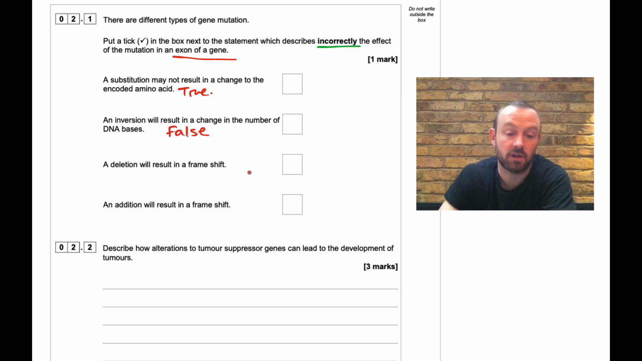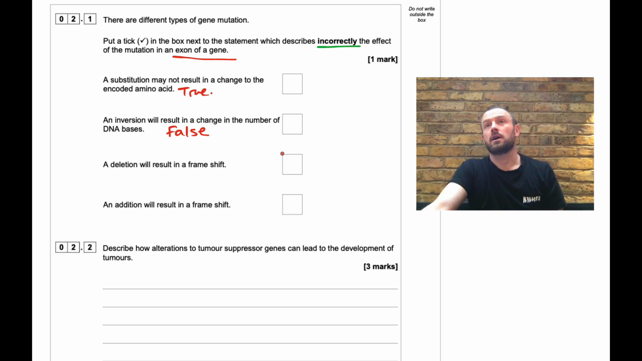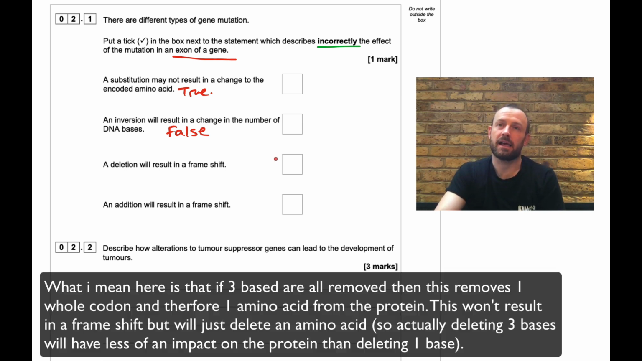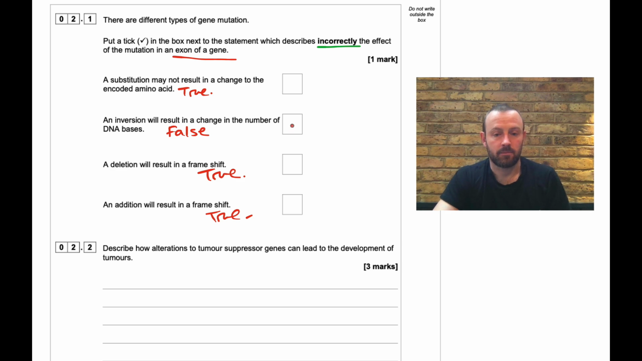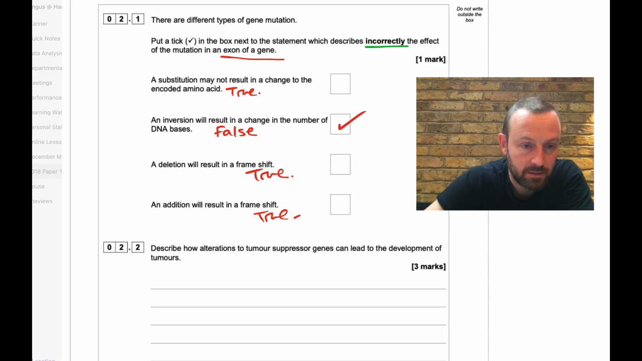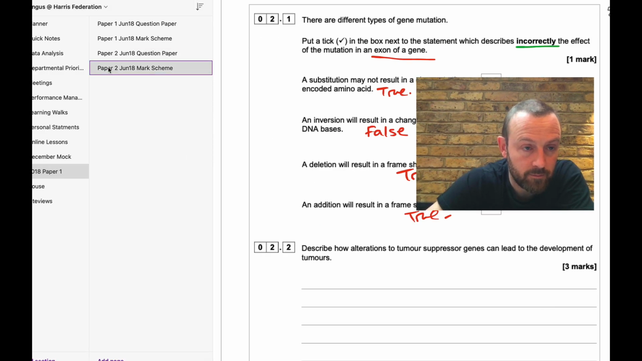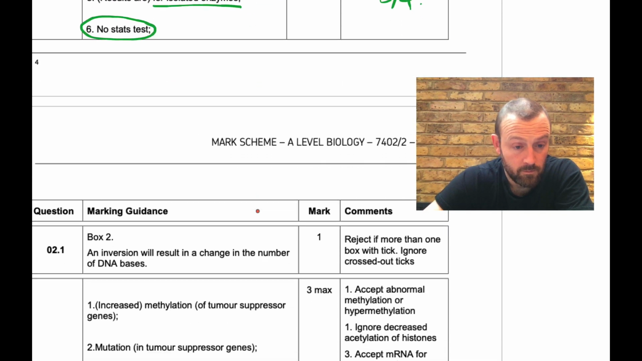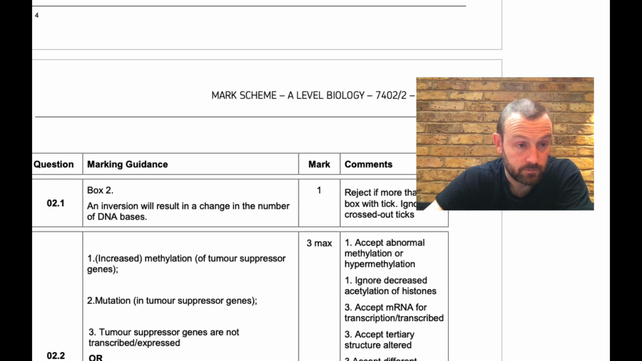A deletion will result in a frame shift. Yes, it will. It will result in a frame shift unless it's a deletion of 3 bases and it kind of just takes one out. It doesn't really result in a frame shift, but this is probably true. Most of the time it's true. An addition will result in a frame shift. That's also true. So the answer is this one. Double check. Mark scheme. Am I right? Hope so. Yep. Box 2. Cool.